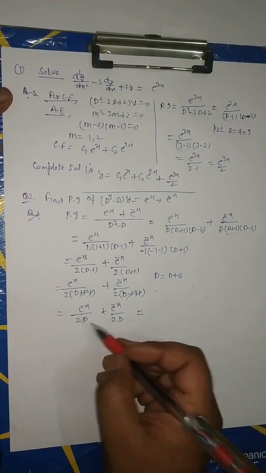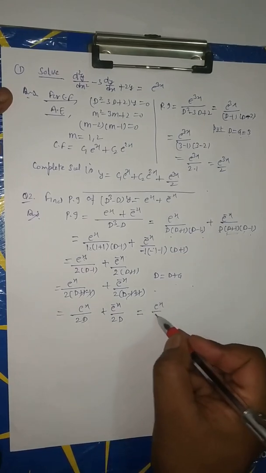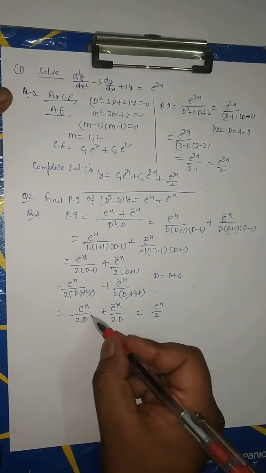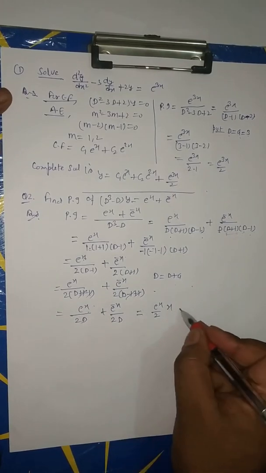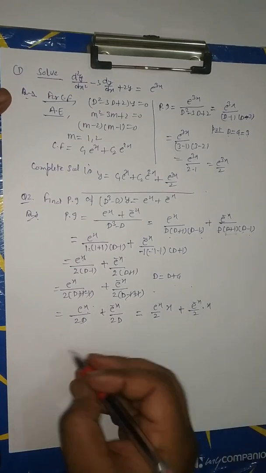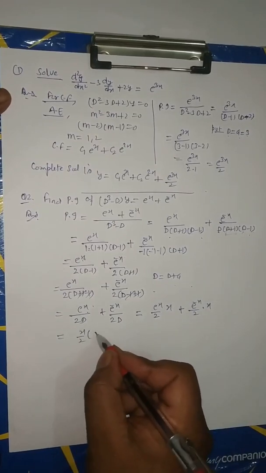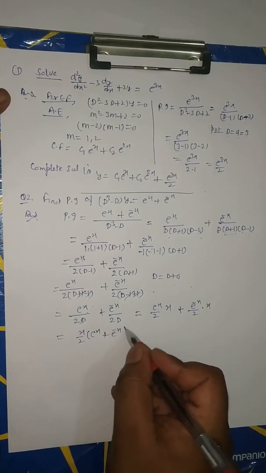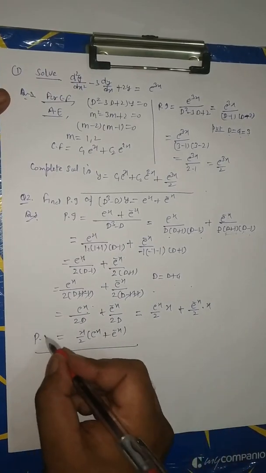Therefore, e to the power x upon 2 as it is, and 1 upon D means integrate 1, that is x. Similarly here, e to the power minus x upon 2 times x. Now taking x by 2 common, (e to the power x plus e to the power minus x) is the PI of this problem.